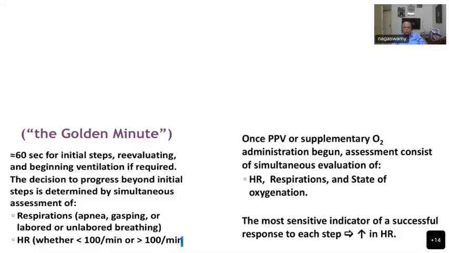Once positive pressure ventilation or supplementary oxygen administration has been started, simultaneously evaluate the heart rate, respiration, and state of oxygenation. The most sensitive indicator of a successful response is return of heart rate to normal. This is the best indicator that your resuscitation is going in the right direction. Mostly the children will have bradycardia. If the heart rate goes up beyond 120, that means you are doing a wonderful job resuscitating the baby. If it remains lower than 100, that means your resuscitation is lacking somewhere.